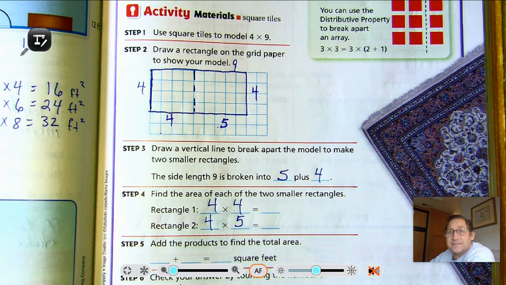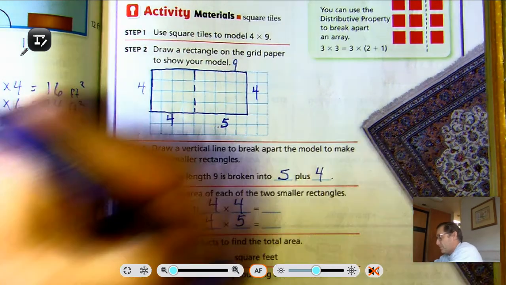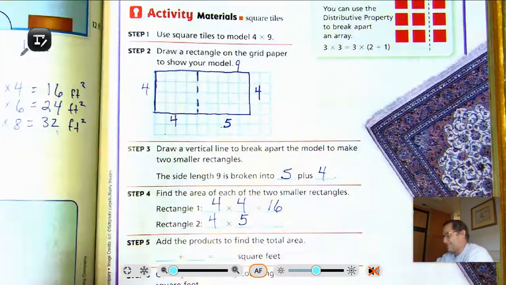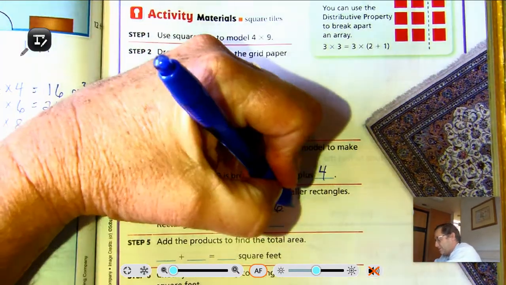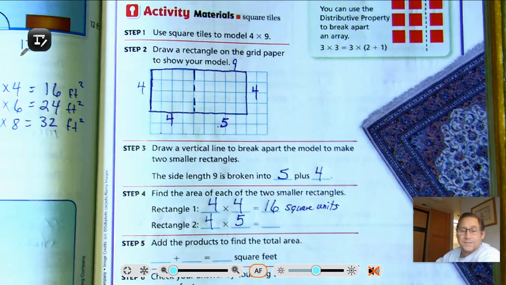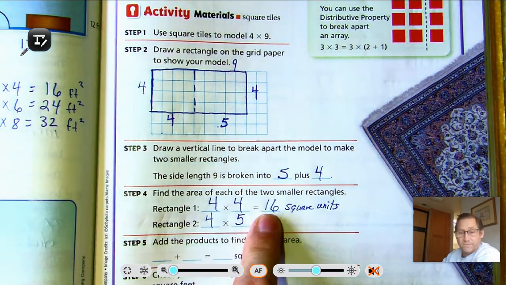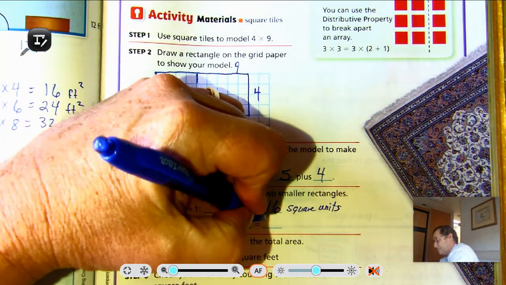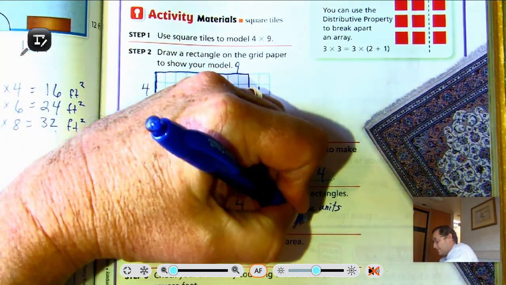You need to practice and say 4 times 1 is 4. 4 times 2 is 8. 4 times 3 is 12. 4 times 4 is 16. 4 times 5 is 20. 4 times 6 is 24. So on, okay? And it needs to be really quick. It's not something that you should have to think about. So 4 times 4 is 16 square units. 4 times 5 is just one more 4, right? So 20 square units.